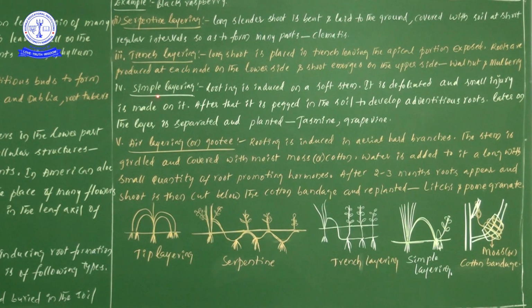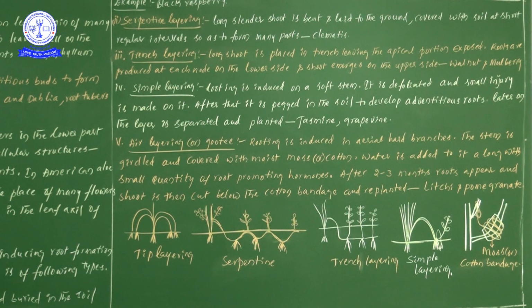Okay, next one, simple layering. Rooting is induced on a soft stem, and it is defoliated and a small injury is made on it.